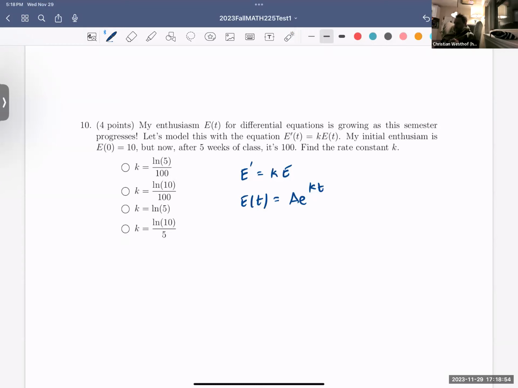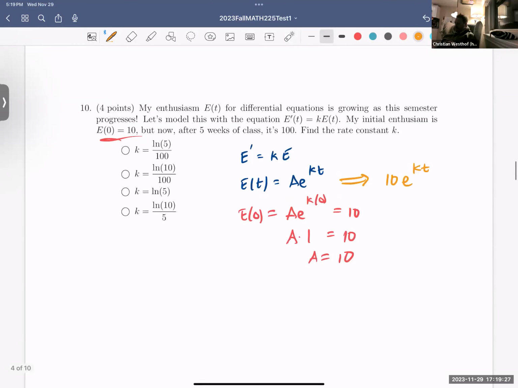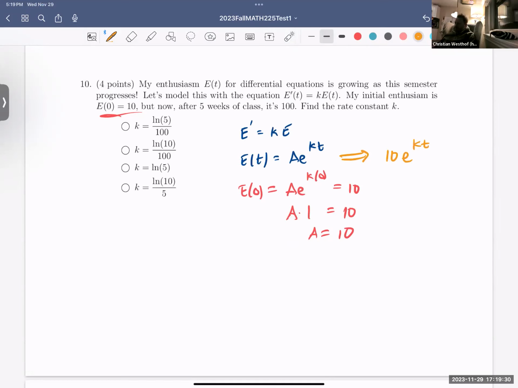Then we know that E of 0 is 10. We know that's going to be our A value, but just to show you, E of 0 is A e to the k times 0, and that's 10. So A times e to the 0, that's 1. A is 10. So if we update our model, we have 10 e to the kt. Now we want to plug in 5 for t and set it all equal to 100. So you have 10 e to the 5k is equal to 100. We're solving for k. If you divide by 10, then what? Natural log both sides.